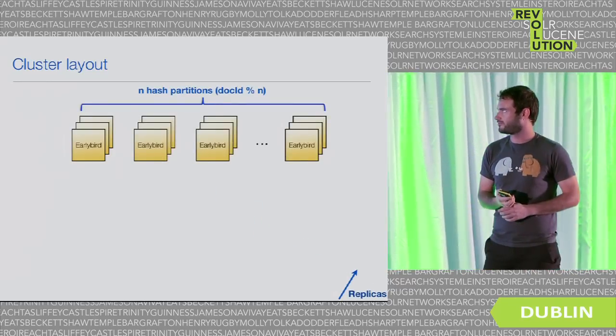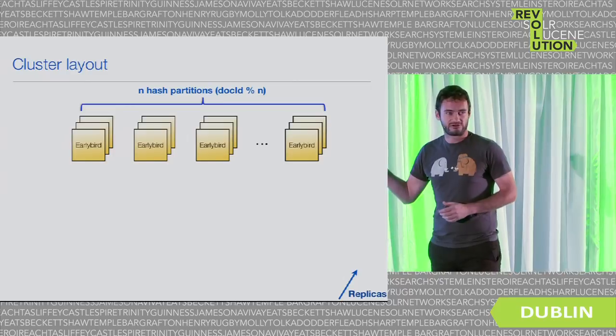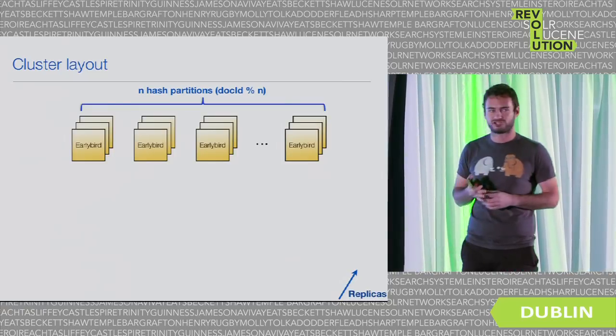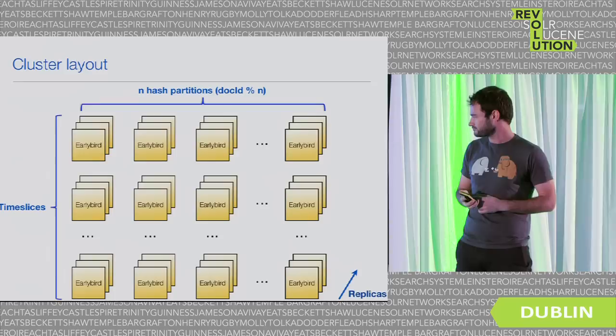Then, as I mentioned, we have a fixed number of hash partitions. And it's a very simple technique. We just mod the tweet ID to figure out in which hash partition a tweet should go into, and then index that in the corresponding indexes.